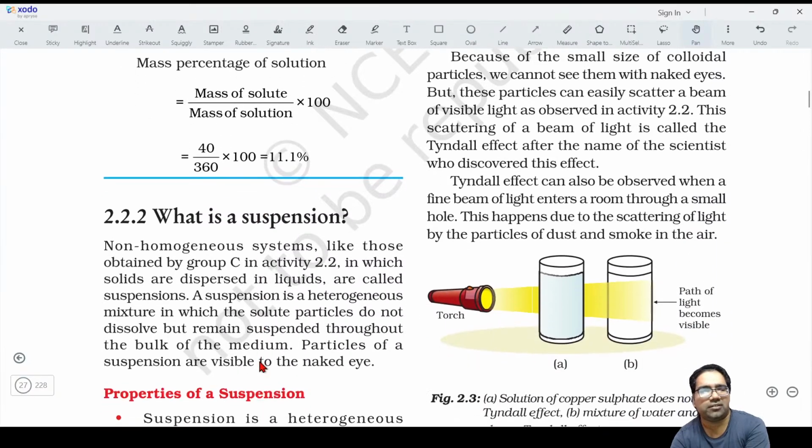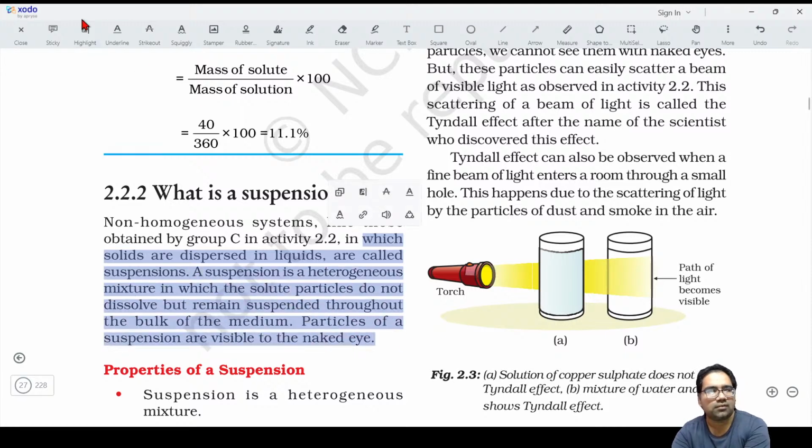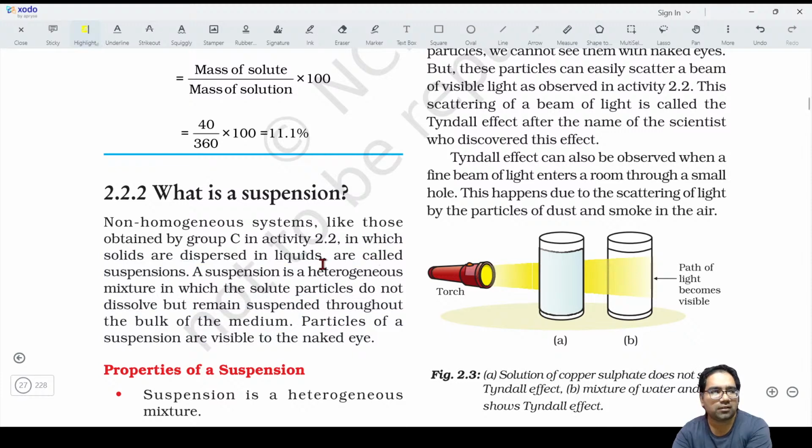Now, what is a suspension? Suspension is a heterogeneous mixture in which the solute particles don't dissolve but remain suspended throughout the bulk of the medium. Particles of a suspension are visible to the naked eye.